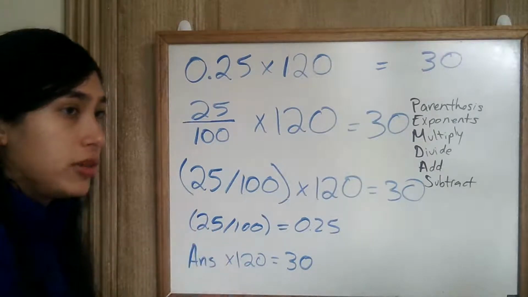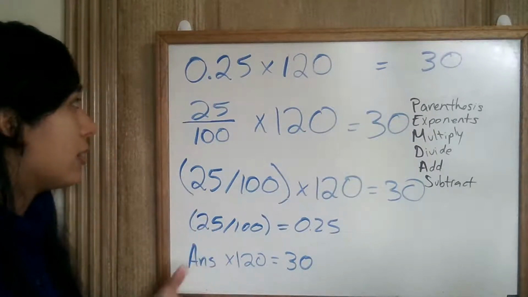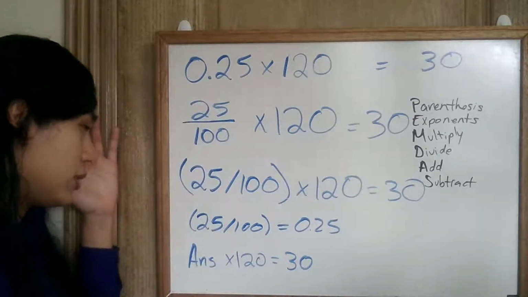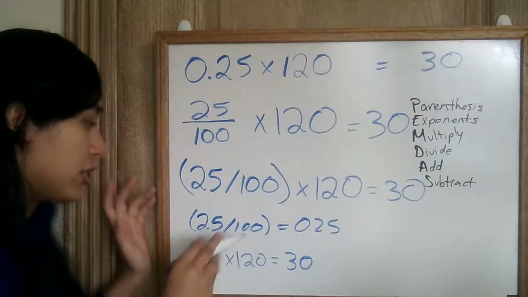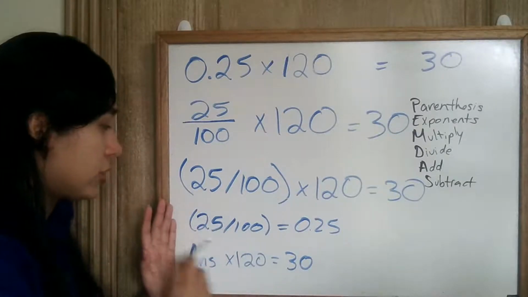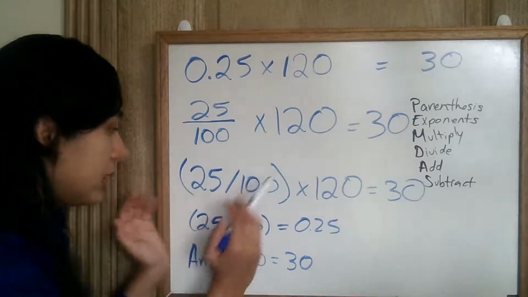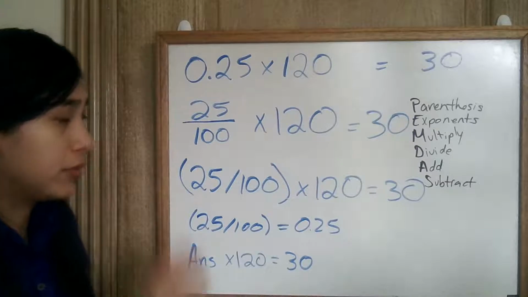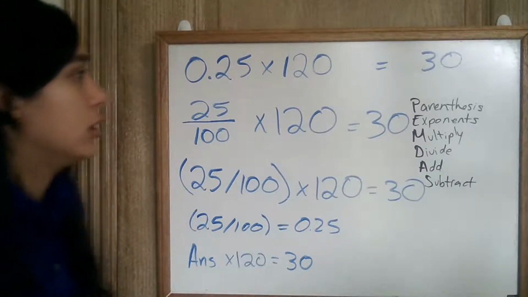Let's say you don't want to use precious brain power, like, oh yeah, 25 over 100 is the same as 0.25. Let's say you already had a ratio or a fraction set up. You can just plug it in directly like that. That is something you want to keep in mind whenever you're dealing with calculators.